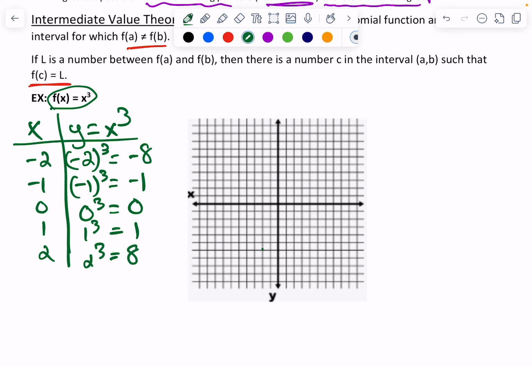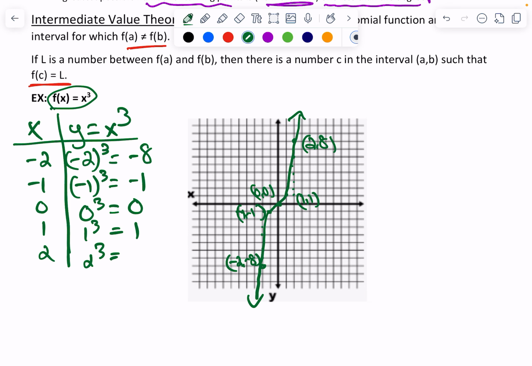Now we can start plugging in the points. So we have -2 and -8. So 1, 2, 3, 4, 5, 6, 7, 8 right here. -2, -8. Next one is -1 and -1. Right there, we have 0, 0. And then we have 1, 1. And we have 2, 8. 1, 2, 3, 4, 5, 6, 7, 8. Something like this. Okay, so that is our y equals x cubed.